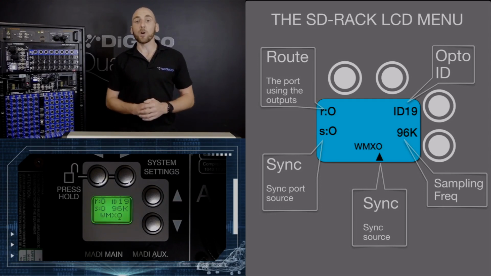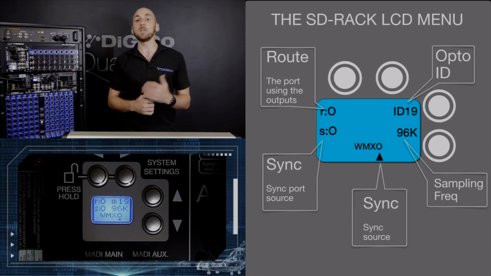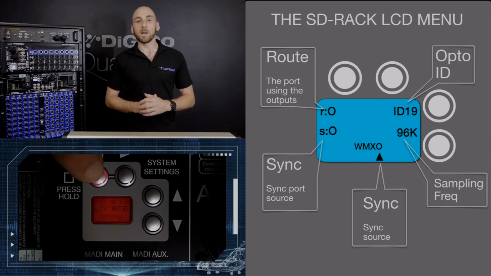An upward arrow will appear underneath each of the available sources of sync. If multiple valid word clock inputs are connected to different racks, the rack with the lowest Optical ID that is receiving a word clock will become the sync source for the entire Optical system. It all automatically adjusts for you. Now, let's unlock the menu and scroll down.